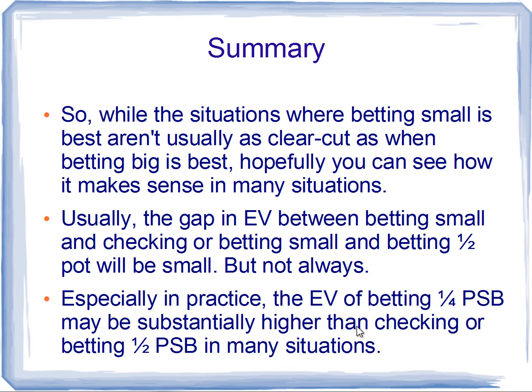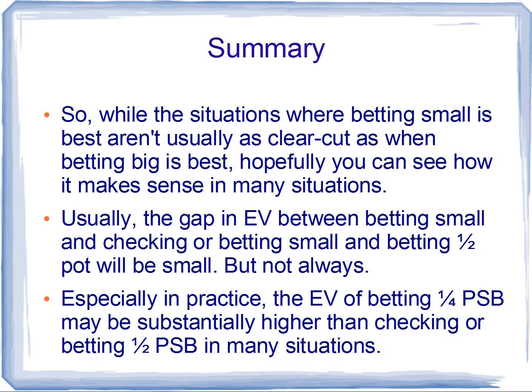And then lastly, especially in practice, the EV of betting a quarter pot size bet may be substantially higher than checking or betting a half pot size bet in many situations. This is probably going to be even more true as stacks get shallow. But the last slide that I just talked about, betting small now and having the opponent call where he's really just announced he can't be strong, I think it's going to be a very powerful exploitative tool. And I think even though overbetting is very important theoretically, it's still going to be most powerful as an exploitative tool. I think that's going to especially be the case for betting small.